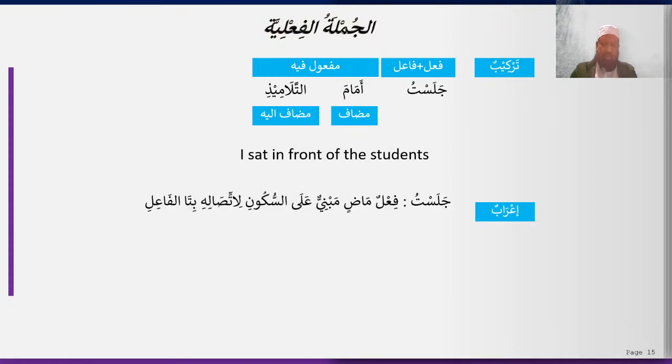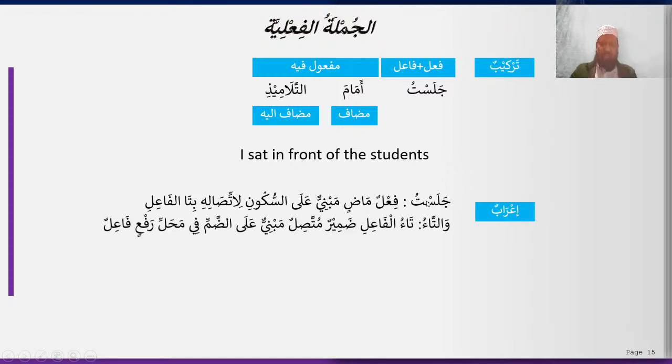The i'rab: جلست فعل ماض مبني على السكون لاتصاله بتاء الفاعل, because تاء الفاعل is attached to it. Otherwise فعل ماضي is مبني على الفتح. Normally it is مبني على الفتح. Why is it على السكون? Because تاء الفاعل is attached. So whenever تاء الفاعل is attached to فعل ماضي, it is مبني على السكون. The last letter of the فعل is ساكن. And this ta is called تاء الفاعل.